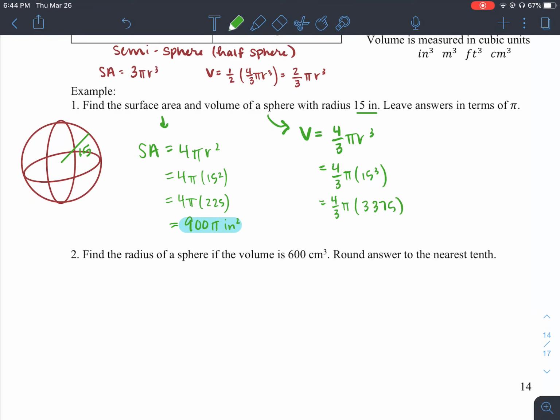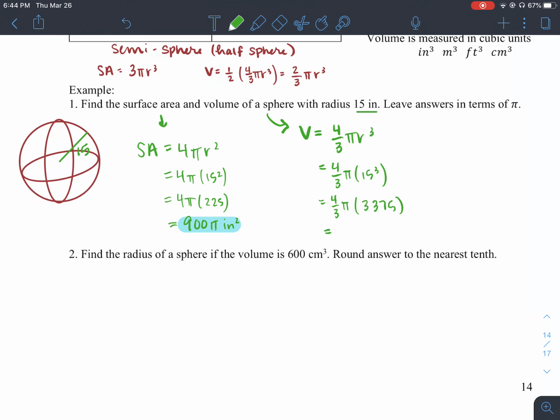That's what 15 cubed is. It's 15 times 15 times 15. So you can always do that. Later I'm going to show you the faster way on your calculator. But that's what 15 cubed is.